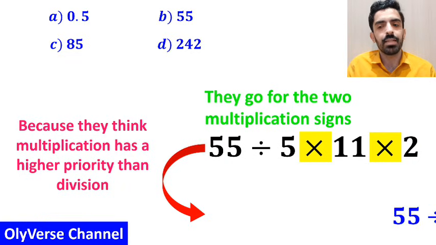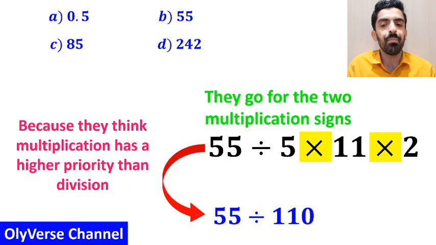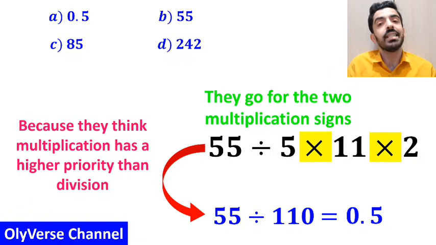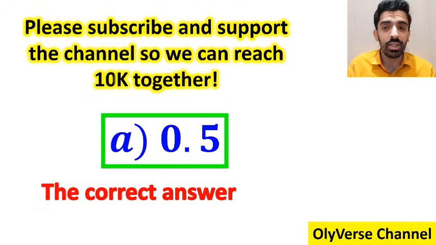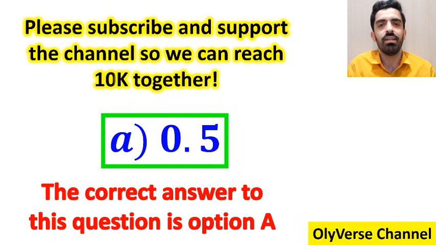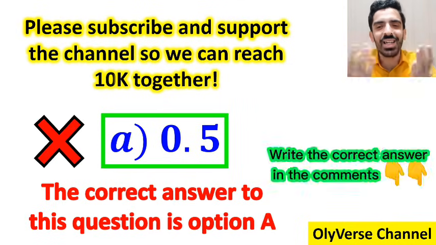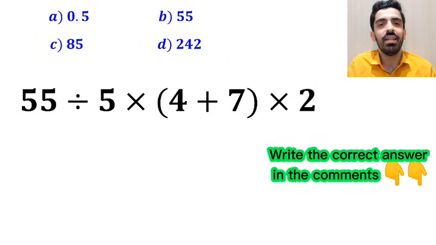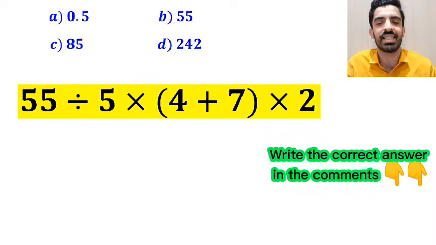So, instead of this expression, they write 55 divided by 110, which finally gives them the answer 0.5. And immediately, they conclude that the correct answer to this question is option A. But I have to say we're tricked and it's not the correct answer to this question. Alright, now let me explain step by step how to solve this expression correctly.